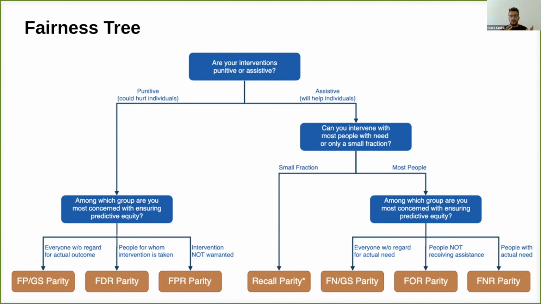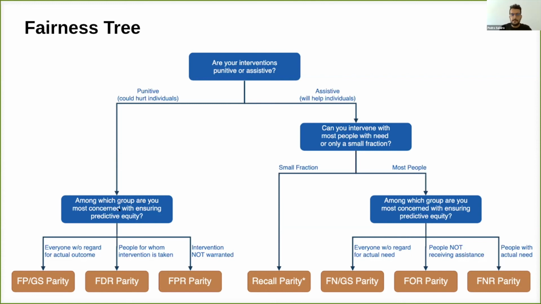Because if they are punitive, the cost or the harm is based on false positives, because you are giving a punitive intervention to people that actually are, let's say, label negatives. They don't deserve this punishment. But if your interventions are assistive, you really care about type 2 errors. So are you missing people that need help? And are you missing people disproportionately across different subgroups?